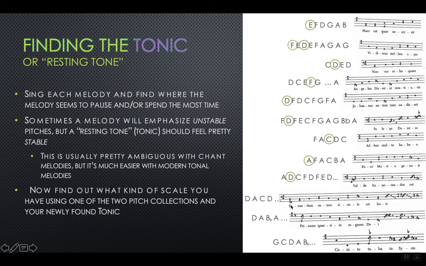Let's do this one. D, A, C, D, D, D, E, D, C, D, F, F, E, D, etc. So we're going to choose D again. And then D, A, B flat, A, A, G, E, F, G, F, E, D. I'm going to skip the rest, but we're going to say that's a D again with a B flat there. And then G, C, D, D, A, B flat, A, G, F, A, F, G, A, B flat, A, G, G. So kind of arbitrarily, I'm going to choose G. I don't know which one it is, but G with the B flat.